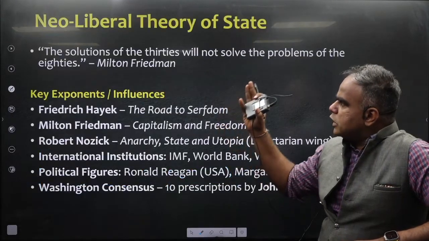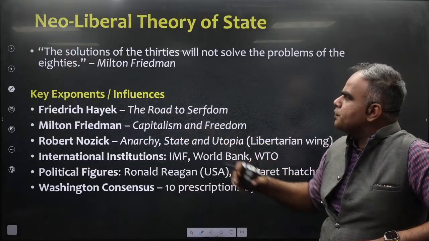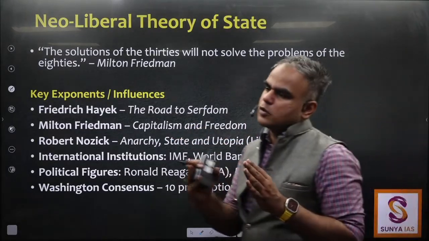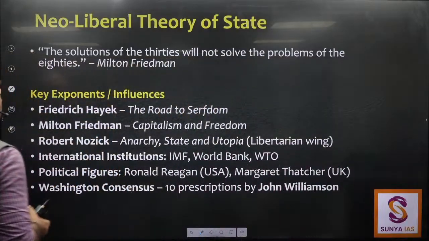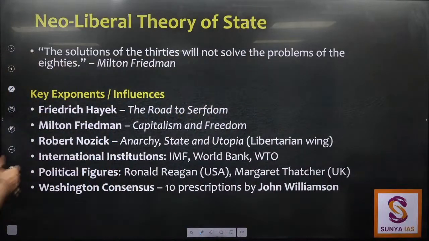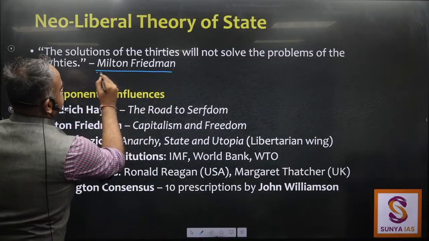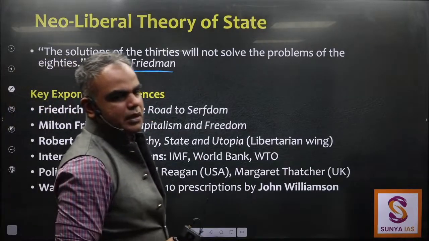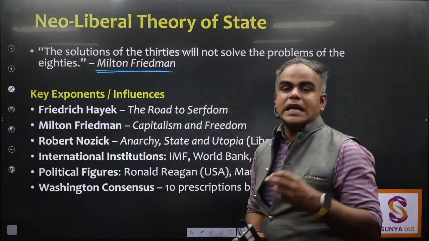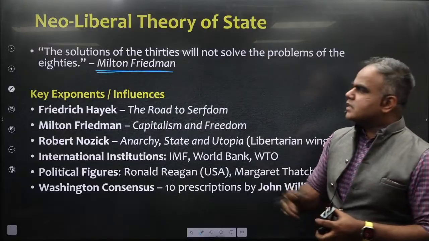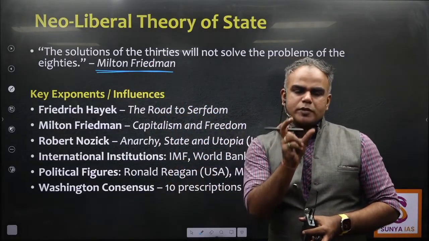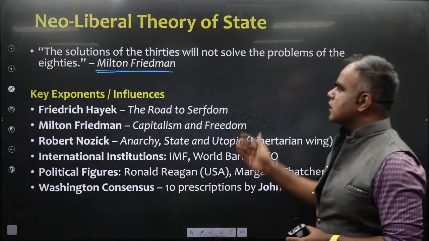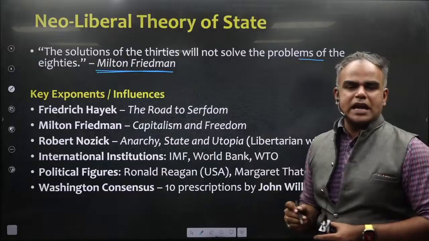Now I'll move to the neoliberal theory. We'll do this in more detail because this is a separate topic. And after that I'll do a broad conclusion of the liberal theory of state. After that we'll move to Marxists. Like we spoke about Milton Friedman, again a prominent quote can be: the solutions of the 30s will not solve the problems of the 80s. This is something you can think about: whatever the solution is, it has to be contextually relevant.